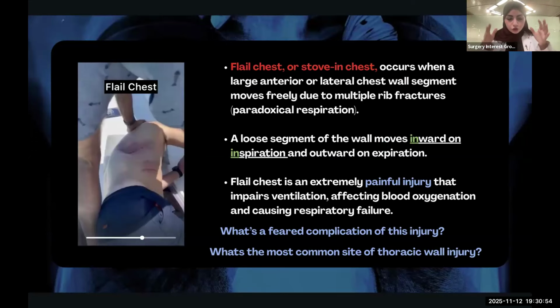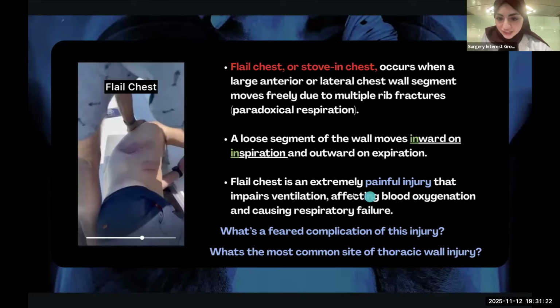So again, the loose fragment, multiple rib fractures, someone has fractured multiple ribs, not just one. The loose fragment will stay in place, but when I start to breathe in and out, when I breathe in, rather than it expanding with the entire chest wall, it's going to stay in place and cause an inward shape, inward on inspiration. Make sense? Okay, hopefully it makes sense.